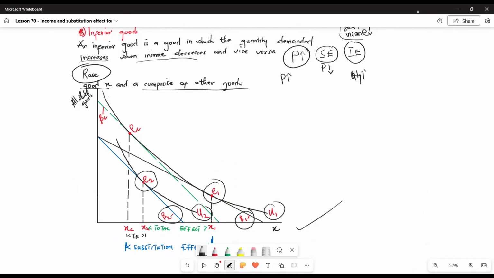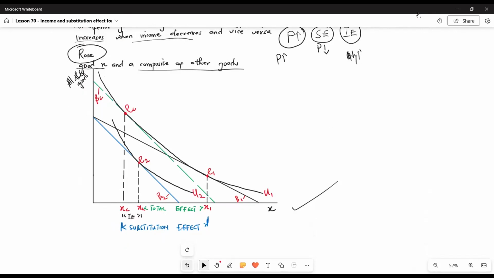So what we see here is that the increase in price is going to move Rose from a higher indifference curve to a lower indifference curve. The movement from E1 to E2 corresponds with a total change in quantity demanded from X1 to X2. Now, this is called the total effect. However, we can decompose this into income and substitution effect as we did in our previous lesson.